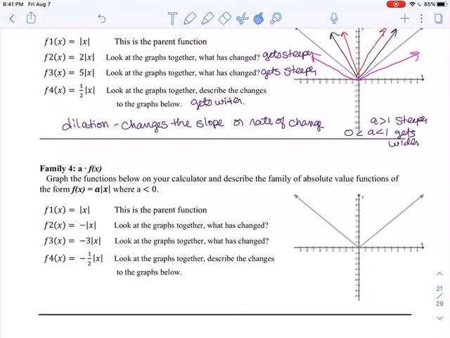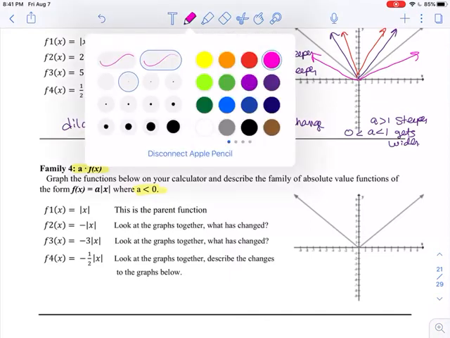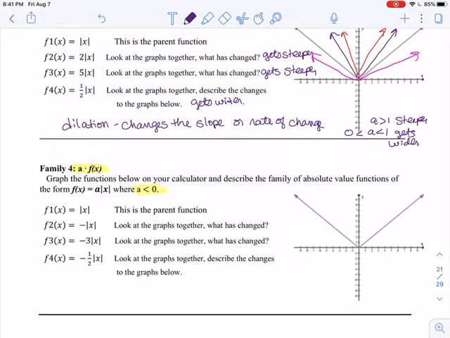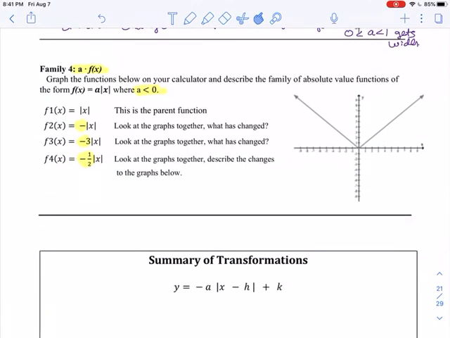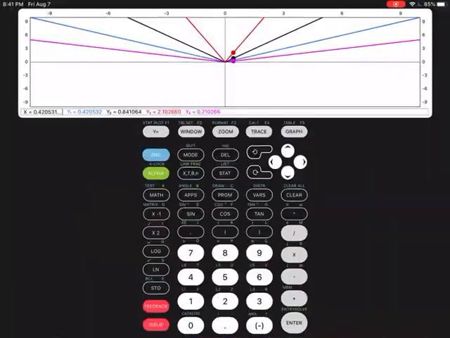All right. What happens when I am still multiplying, but this time a is less than 0? So a is going to be a negative number. Looking at this first one, well, the first one's the parent function, but now I'm multiplying by negative 1. Then I'm going to multiply by negative 3, and then by negative 1/2. So let's look at our graphing calculator to see what happens, and then we'll do a little summary.